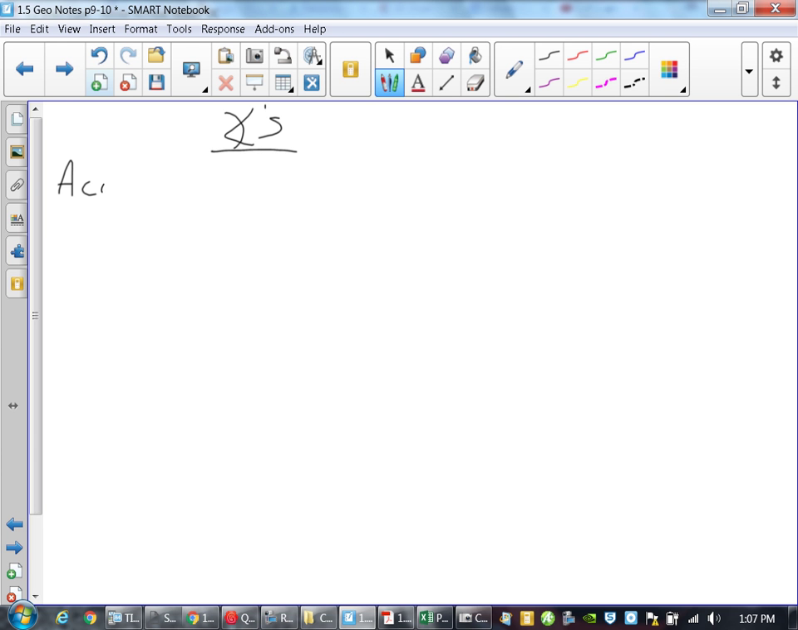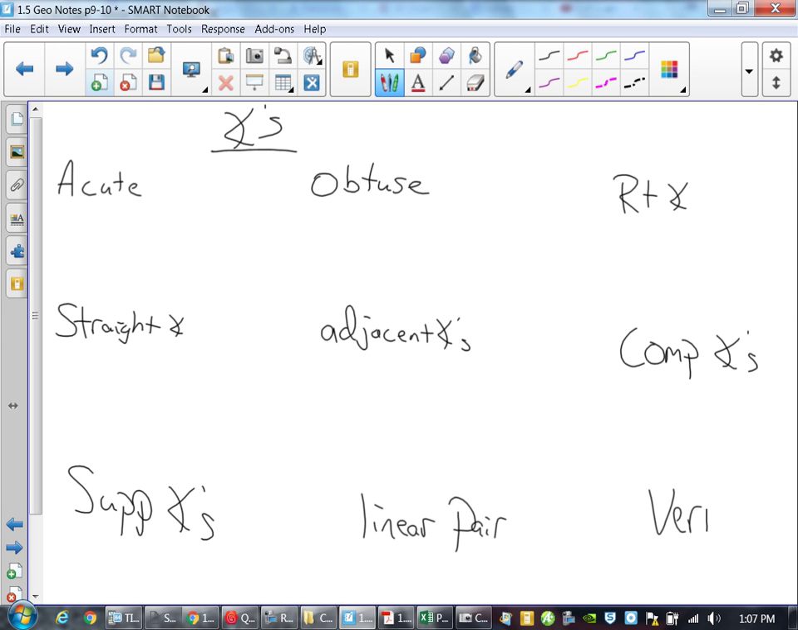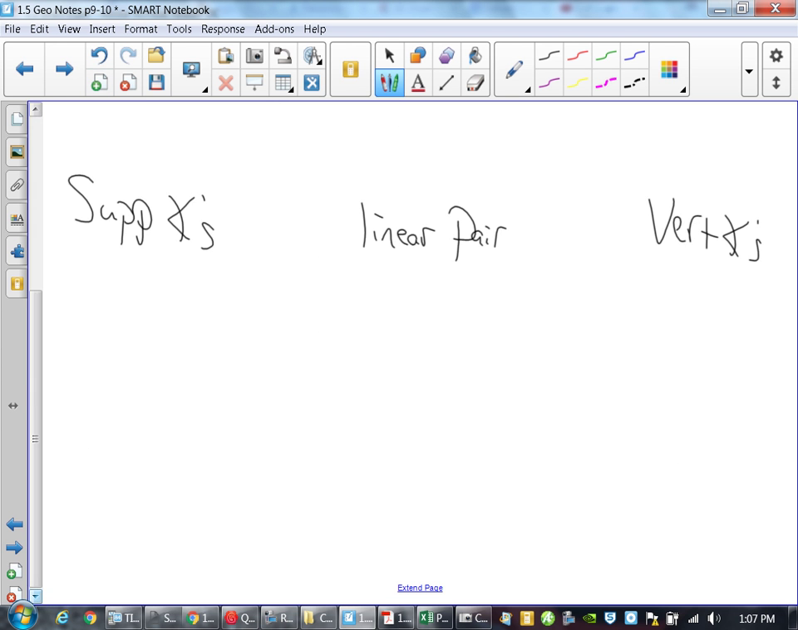We had acute, obtuse, right angle, straight angle, adjacent angles, complementary angles, supplementary angles, linear pair, vertical, actually that congruent too, though. One last.